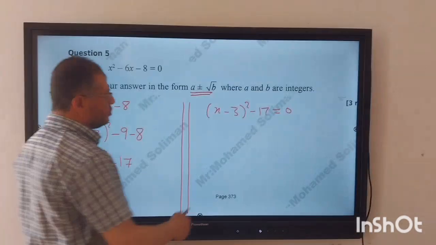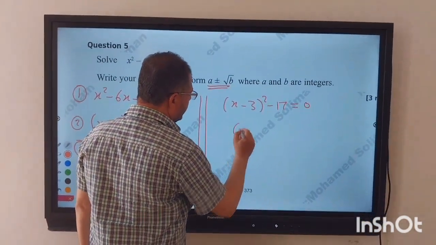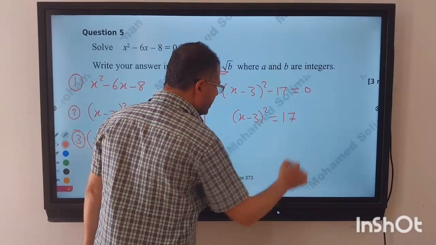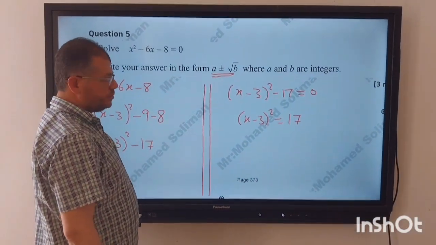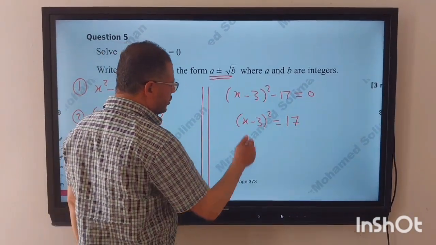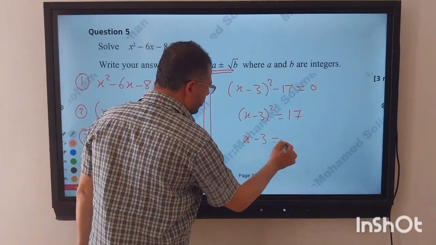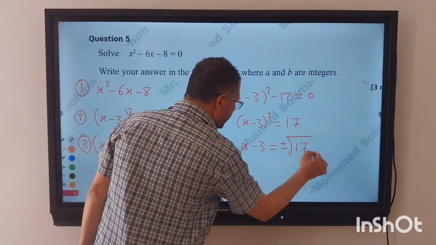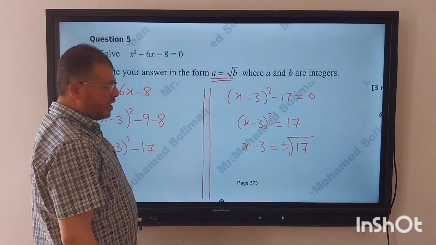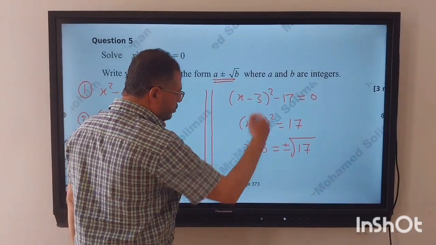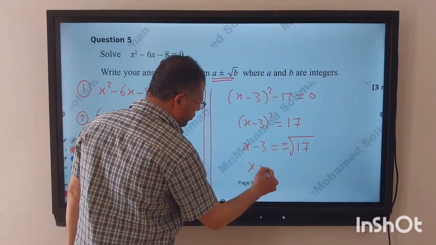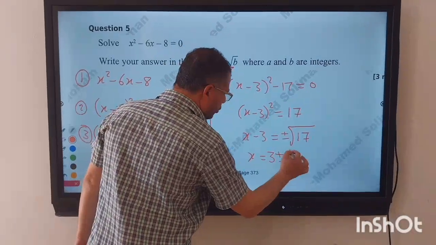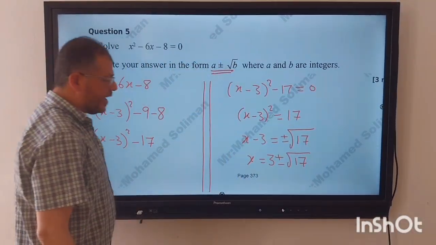Transfer this negative 17 to the other side, so it will be x minus 3 power of 2 equals positive 17. What's the next step? Square root for both sides, so here x minus 3 is equal to plus or minus, positive or negative, square root of 17. What's the next step? Transfer this negative 3 to the other side, so x equals 3 plus or minus root 17. And there's the final answer.